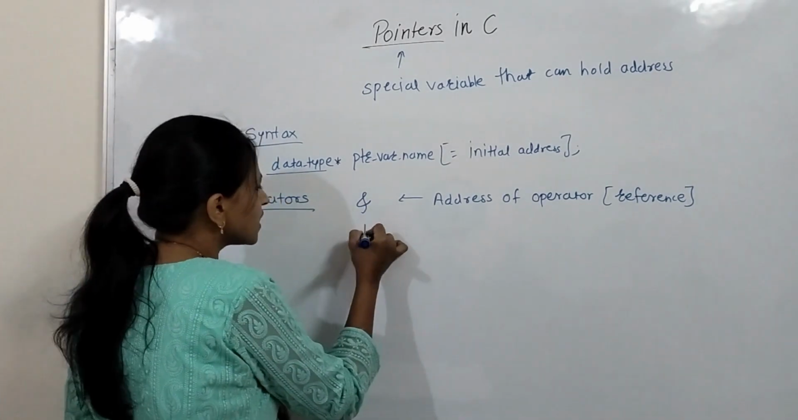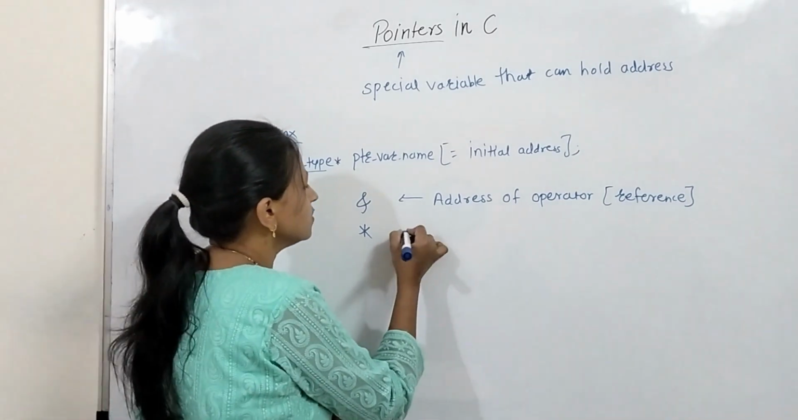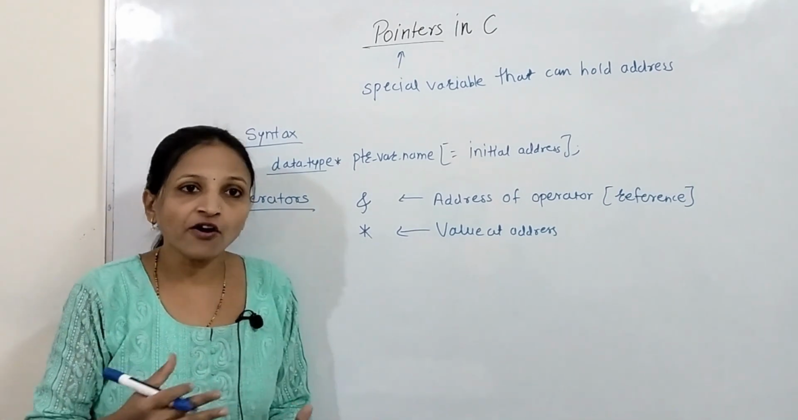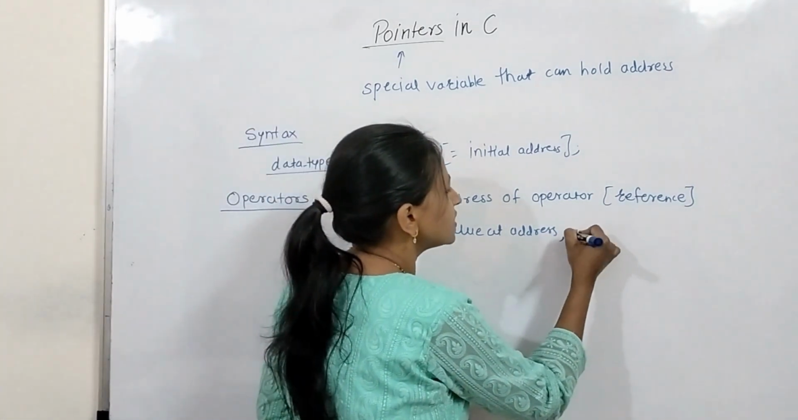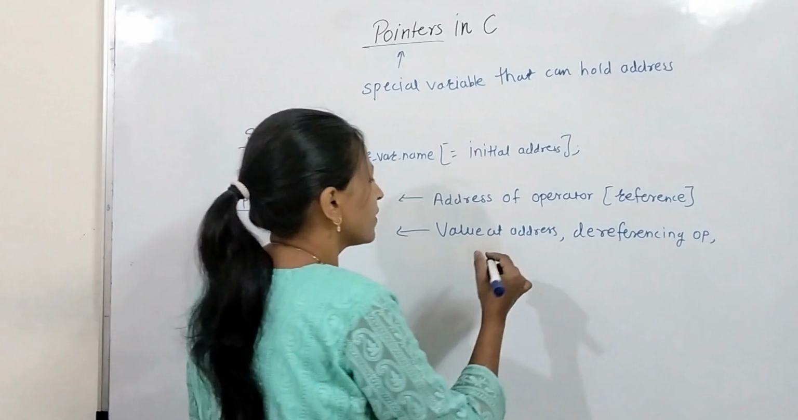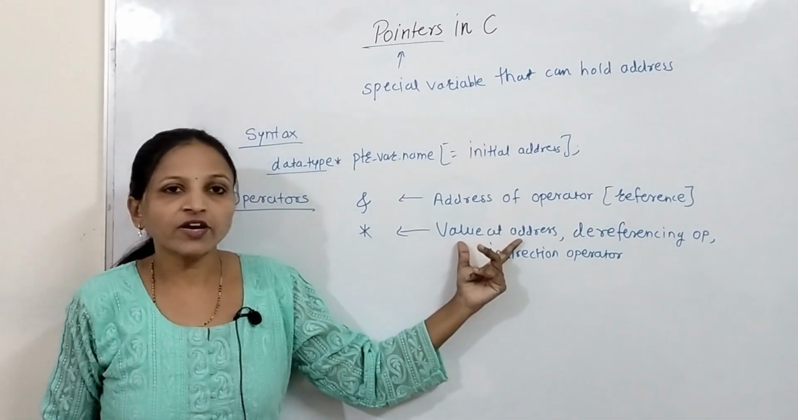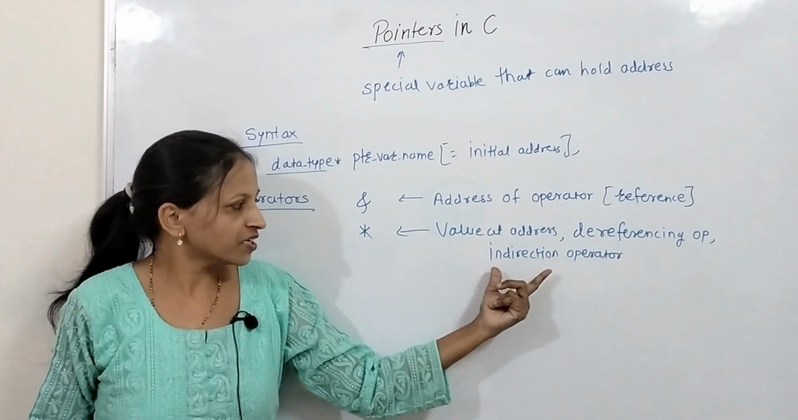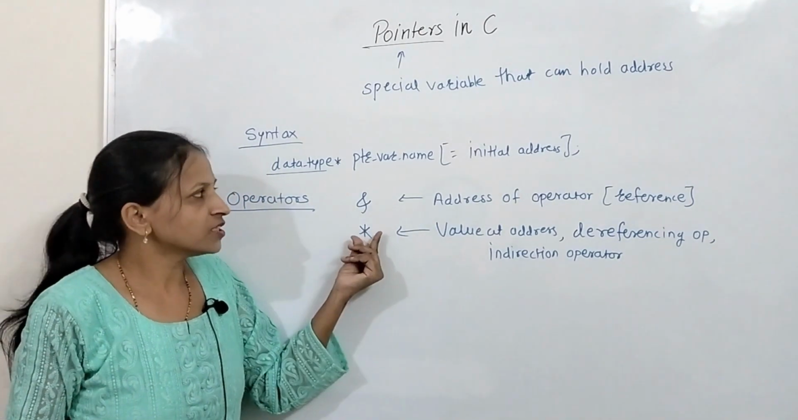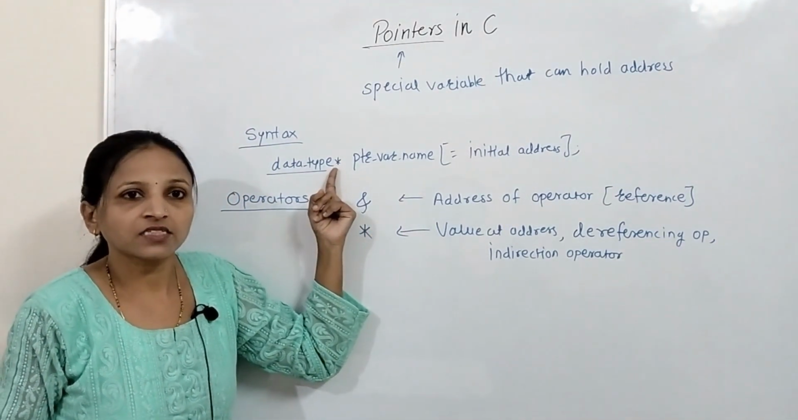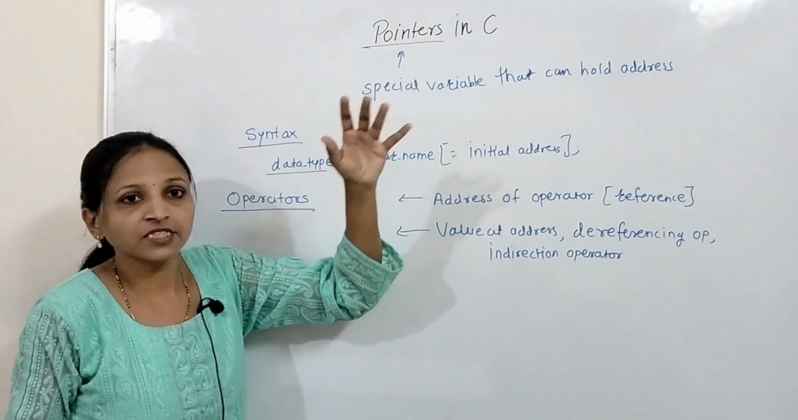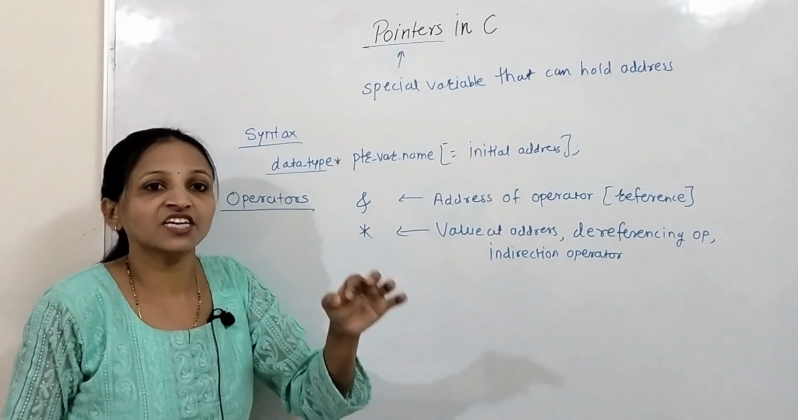Now next is star. This is called the value at address operator. Value at address, you can say value of. Okay. It is also called a dereferencing operator. One more name is there, that is indirection operator. You can call this star a value at address operator, dereferencing operator, or indirection operator, anything. Now this star, we have already used here also in the syntax, but this star and this star, both we are using in this same pointer concept, but the meaning will differ.